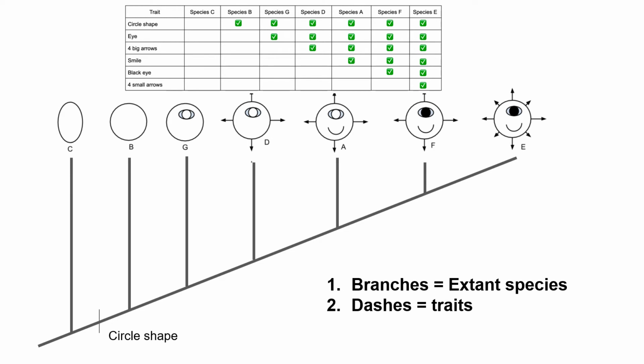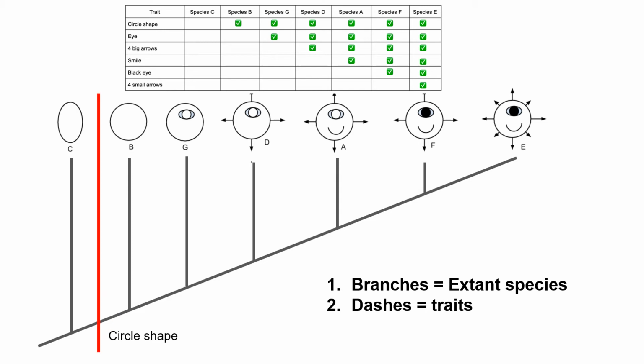The second part of the cladogram that's important are the traits. You can see here we added in this dashed line right here, and that's going to represent the trait that makes a difference between C and B. So that's where we went from oval shape to circle shape. That was our first trait that we added. Okay.